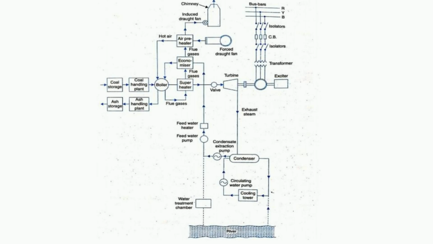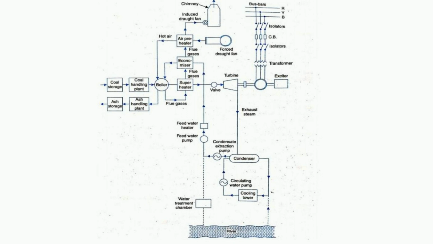A generating station which converts heat energy of coal combustion into electrical energy is known as a thermal power station. It basically works on the Rankine cycle. The layout which you are seeing now is the complete thermal power plant layout. We will understand and draw this layout step by step.